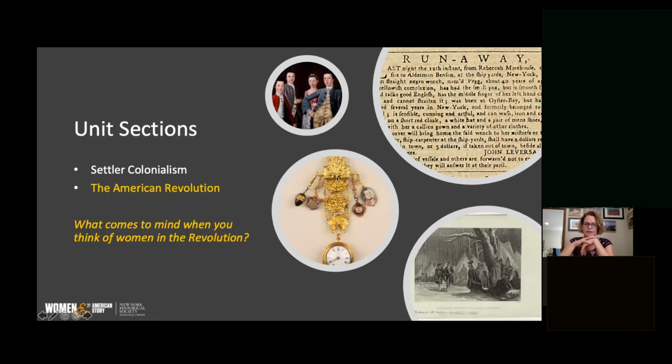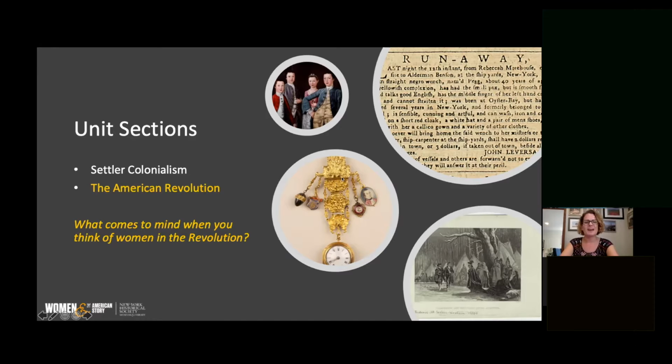Betsy Ross, excellent, Michael. Thank you, Michael. Nurses, spies, excellent. Remember the ladies, Abigail Adams. Supporting roles of women, wonderful. Anything else? Support roles, hardworking camp followers, yes, excellent.